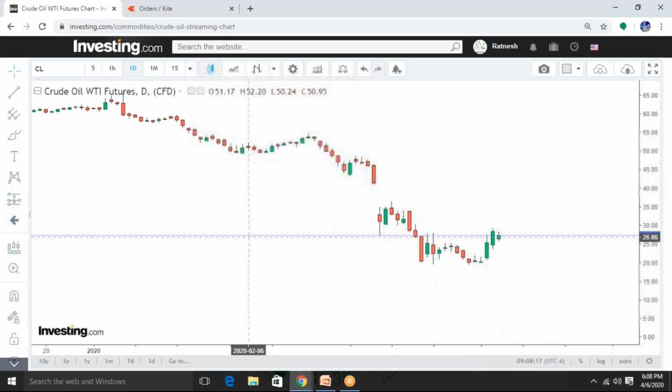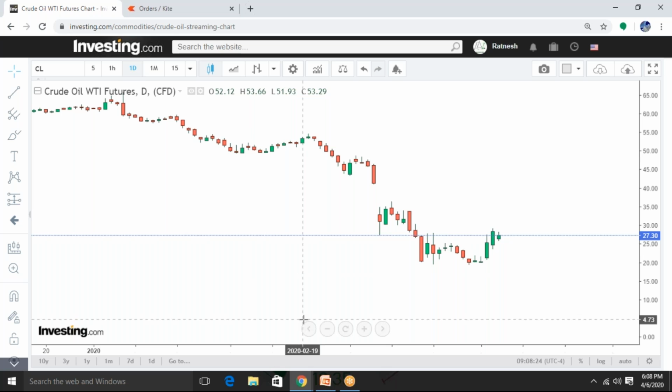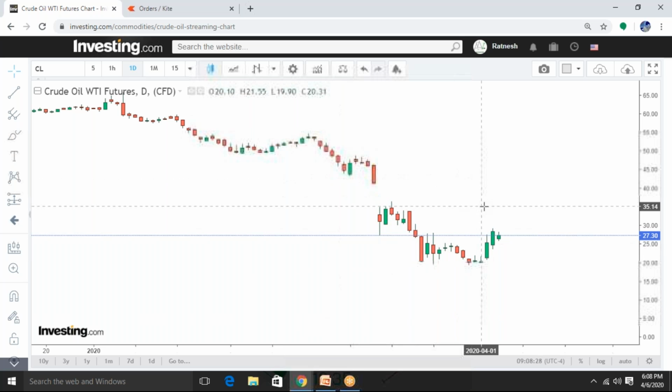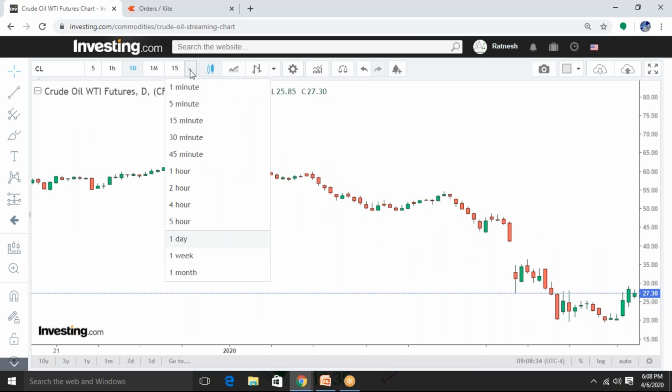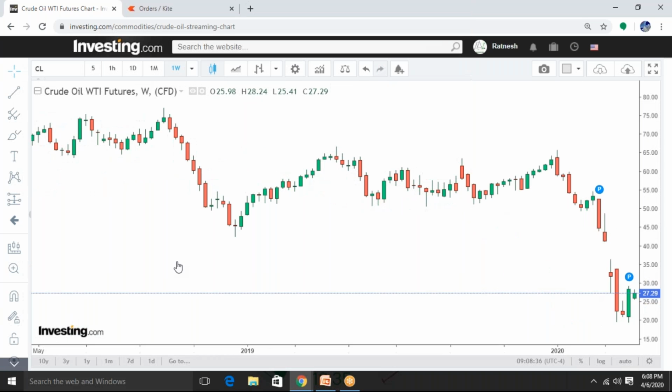Sir, should the wick be covered in that, or should the real body be covered? A small wick is considerable. Suppose the wick is too much, let me give you an example. A small wick you can consider, but a too long wick, if it is not covered, then you have to ignore that.